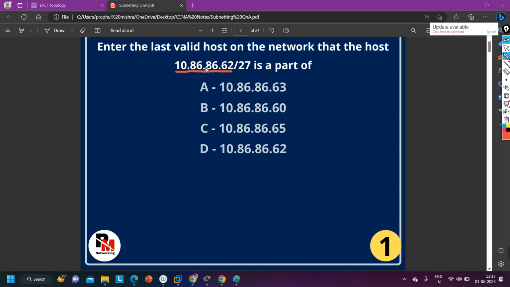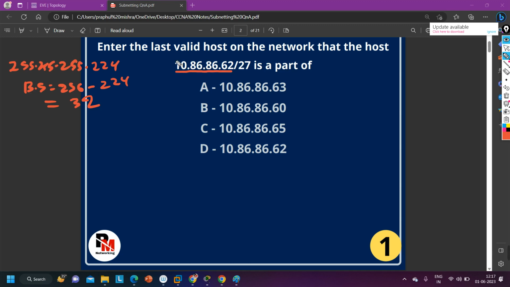As you know, to find the network ID, we need to find the block size. So the subnet mask of /27 will be 255.255.255.224. Block size will be 256 minus 224, which is 32. So my block size is 32.